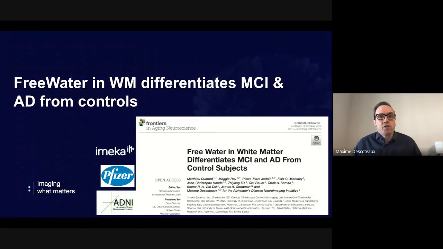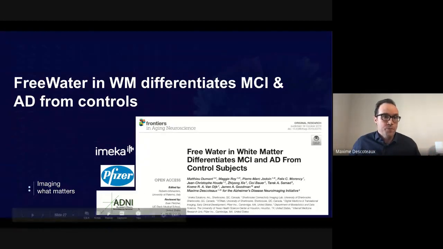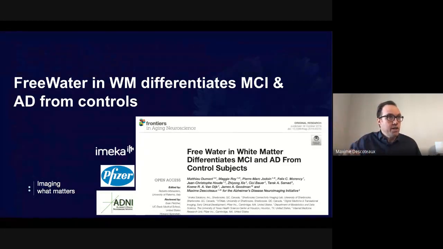Here's a nice paper that was just published as a partnership between Imeka, Pfizer, the ADNI consortium, and some of the students on this paper are also part of my lab, to show you that a very basic free water estimation can capture very sensitive differences between normal controls, MCIs, and Alzheimer's disease groups. And this is on the ADNI database, only a subpart of ADNI with the diffusion data, but that's still something around 200 or 300 cases.